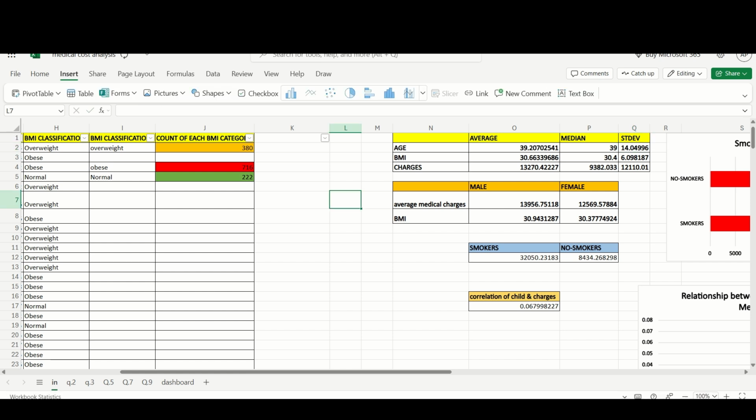Now, when we look at the data here, the average age is around 39, and the median age is also 39. But this wide standard deviation shows we are dealing with people from many age groups. So here the standard deviation of age is 14. So policies need to reflect that diversity. Then the BMI average is in the obese range, which is 30, and the median BMI is 30, which is concerning. It directly affects health risks and eventually medical claims.